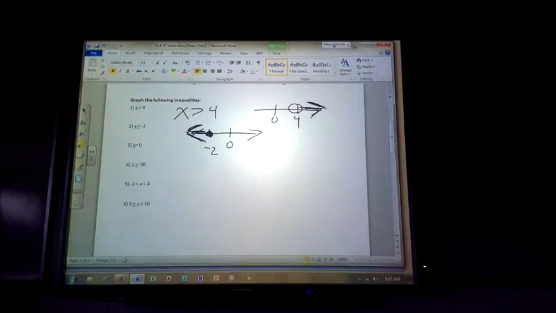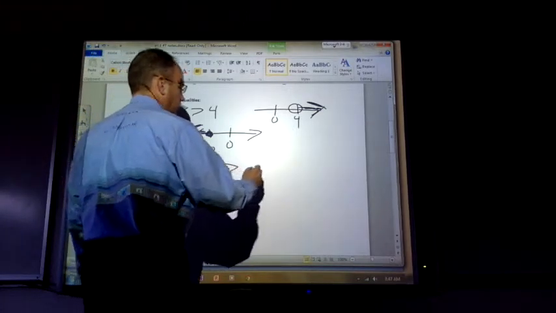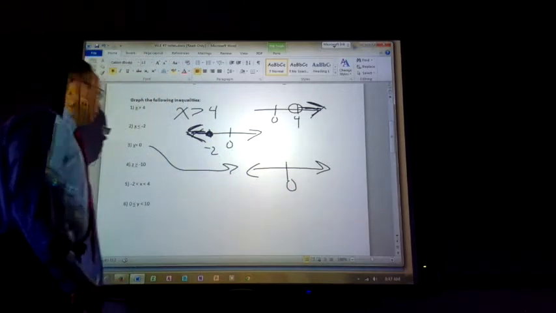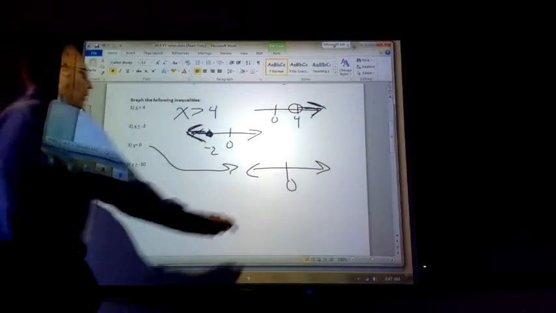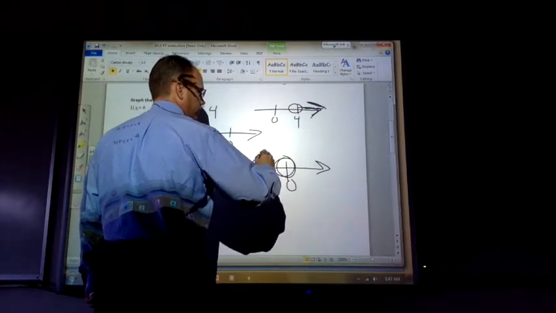What's the third one say? Y is less than 0. 0 in the middle. Open dot or closed dot? Open, because I'm not including it. Am I going left or right? Left.